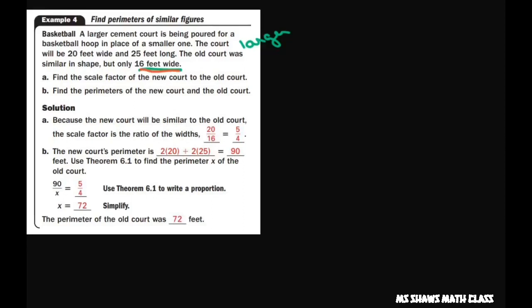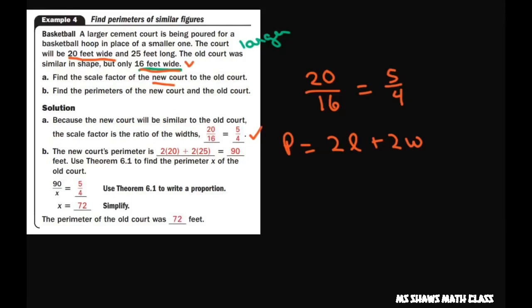So what we have is the feet and the width. So the new court is 20, and the old court is 16. Divide both of these by 4, and you get 5 over 4. That's what they did here. So the new court's perimeter is going to equal, the perimeter is 2L plus 2W. So the new court's going to be 2 times 20 plus 2 times 25, and that gives us 90, which they have here.